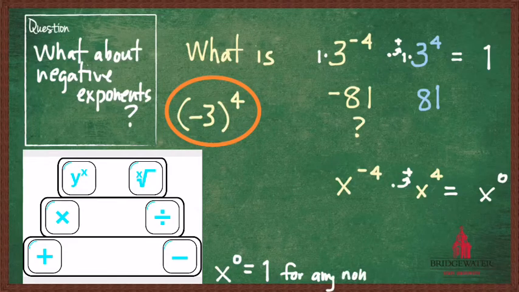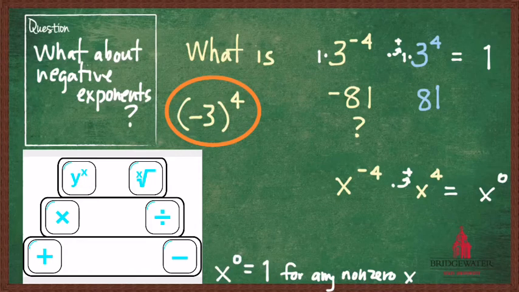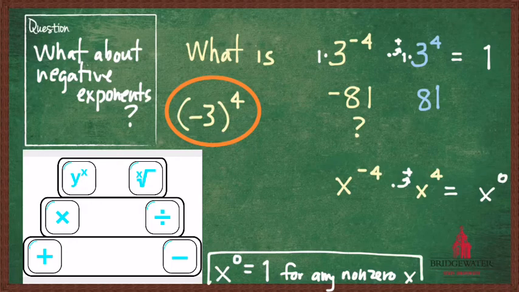For any non-zero x. So that's the first thing that we have to reckon with before we handle the idea of a negative exponent. Is a 0 exponent. x to the 0 is equal to 1. But now that we know that, what do we think about the idea that 3 to the power -4 is equal to negative 81? If that were true, then this equation would say that negative 81 times 81 is equal to 1. True or false?